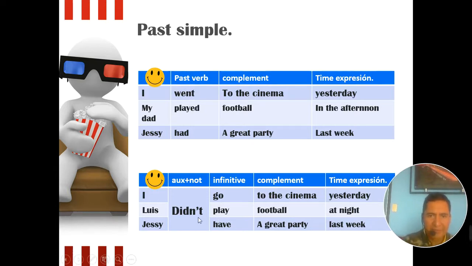When you have a negative sentence, you are going to use the auxiliary did plus the word not. The contraction didn't. For example, I didn't go to the cinema yesterday. Luis didn't play football at night. Jessie didn't have a great party last week. Don't forget, when you have a negative sentence, you have to use an infinitive verb. When you have an affirmative sentence, you have to use a past tense verb. That is really important.